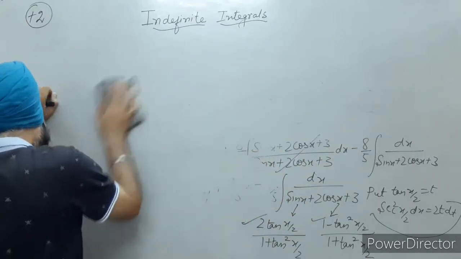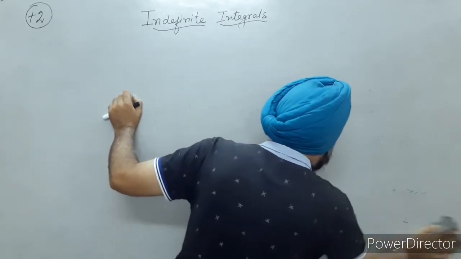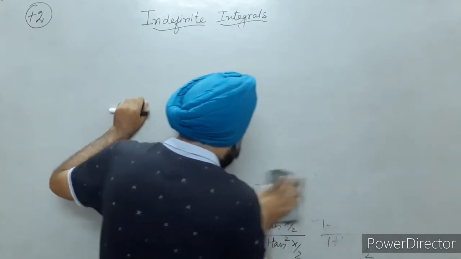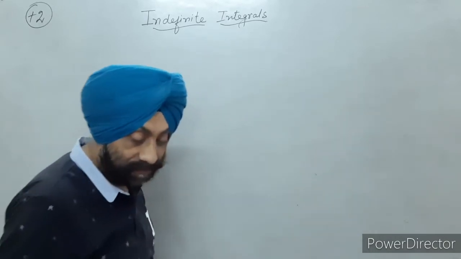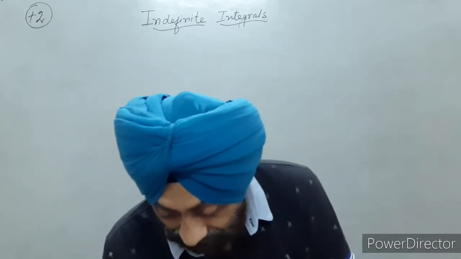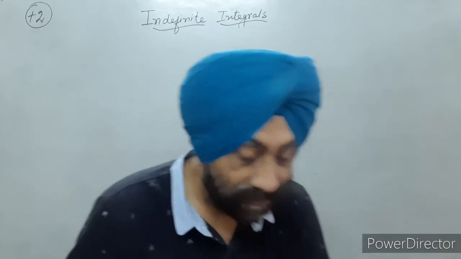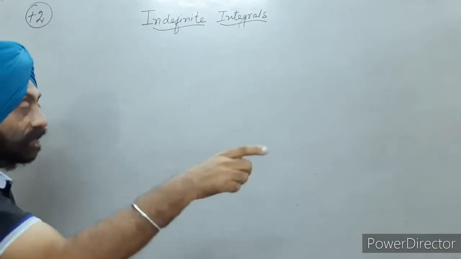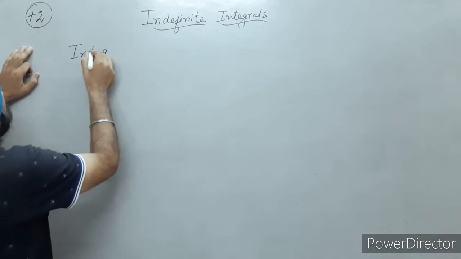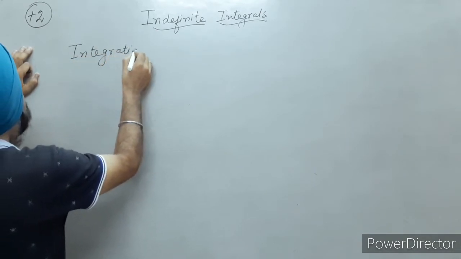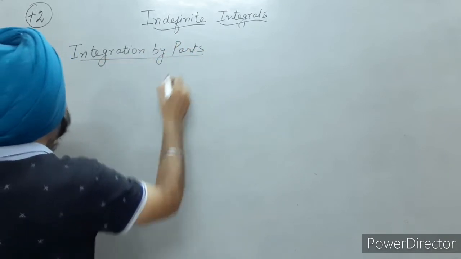The next type which I am going to discuss today is a very important type, and it is called integration by parts. That is the u into v rule, same as we had in differentiation, right? But the formula is the same, the method is a bit different. We call it integration by parts.